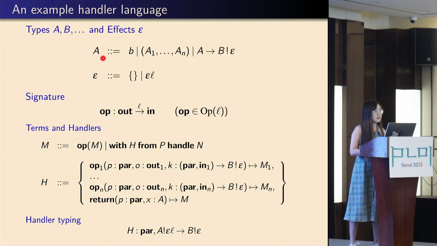So in the definition of type, we have really just the base type and the tuples and the functions. But for the functions that go from type A to B, the function also needs to keep track of the effect that will be performed when this function is called. And this effect epsilon can be either empty or some effect epsilon extended with an effect label L. And we have seen the signature of an operation like raise. It's going to take some argument of type out and then give us back some argument of type in. So in the case of raise, we have seen that raise takes the type of the exception message and gives us a unit.